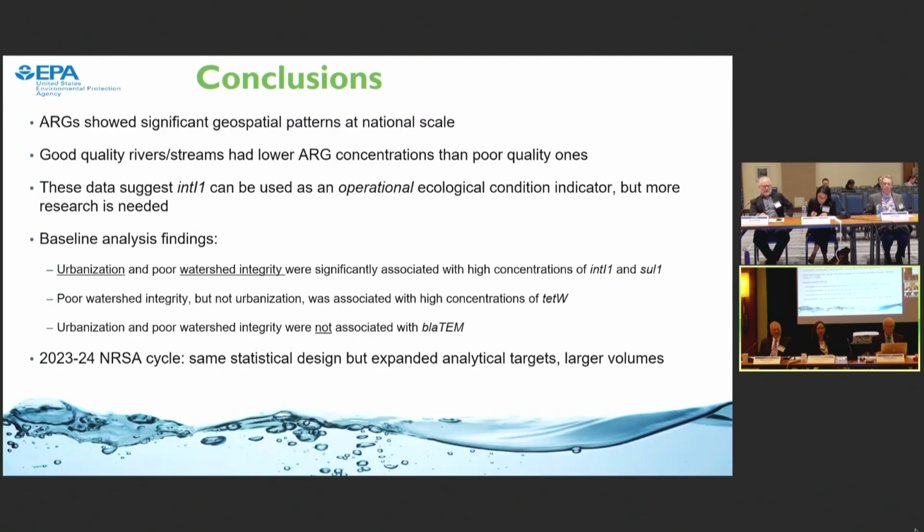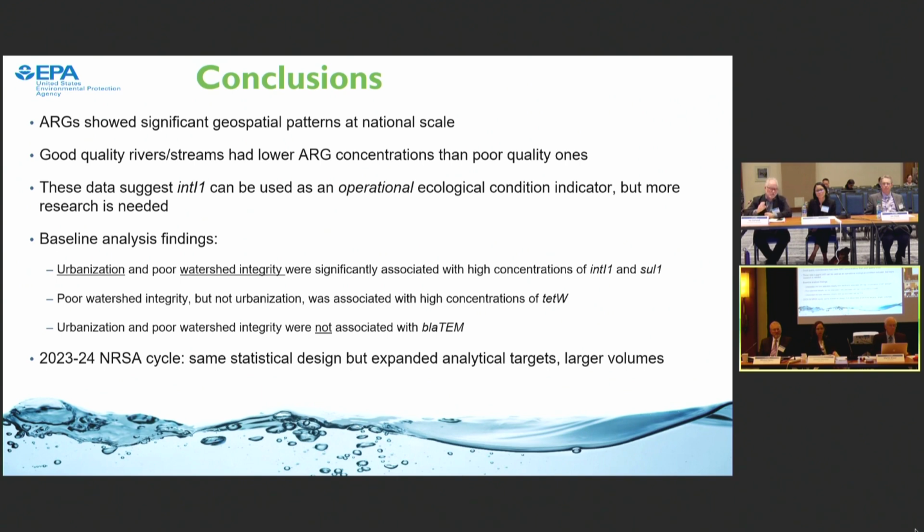Next slide. So the general conclusions from that study is that the ARGs did show, again, the significant geospatial pattern at a national scale. They were good quality rivers and streams, had lower ARGs. So, I mean, if you want to control ARGs, have clean streams. Now, that's a little bit off the cuff, but the point is the fact that it's a good quality stream, the fact that it's not getting those inputs, partly, that's probably it, but also is it the ecological integrity itself that may be driving something about the loading and reservoir of ARGs in that site.